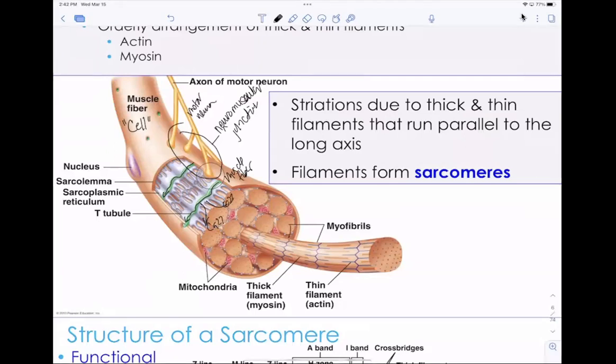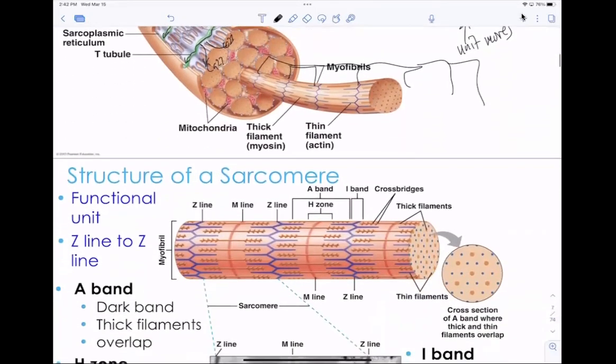Sarcomeres, again, this is showing you, here's a sarcomere, there's a sarcomere, there's a sarcomere. They're attached all the way down the myofibrils. Sarcomeres are the unit that actually moves. And so each sarcomere is moving. That's why it's the smallest functional unit.